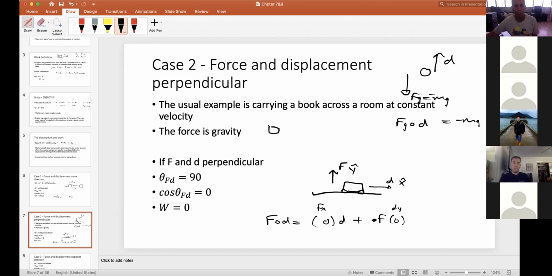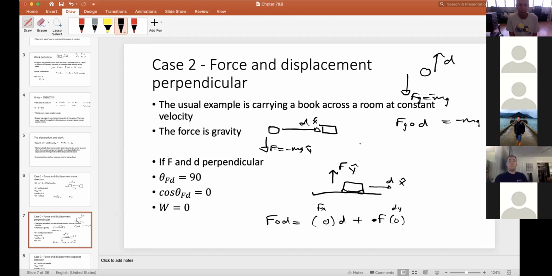So we take our object and we move it some distance d, while the force of gravity is down in the y direction, right? So we move it in the x direction, but the force of gravity is y. How much work do you have to do against gravity? None. The force and the displacement are not in the same direction. They're perpendicular to each other.